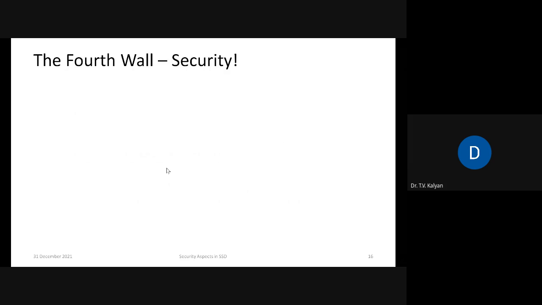issues. Now, all these, like I said, over the past few decades, were the driving factors for the modern architecture that we saw. But currently, I took the liberty of calling the current status the fourth wall, which is the security wall. Why? Because everything needs to be security aware.